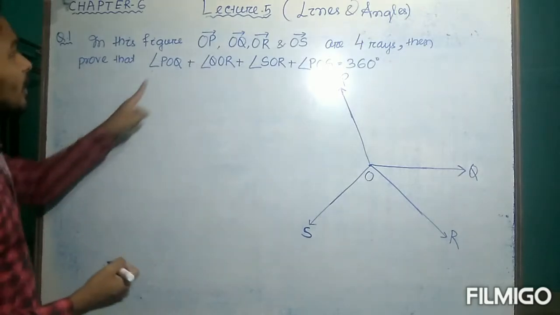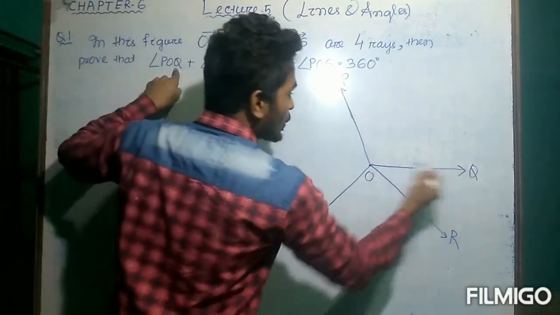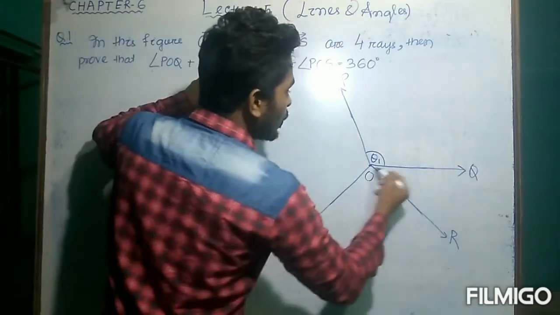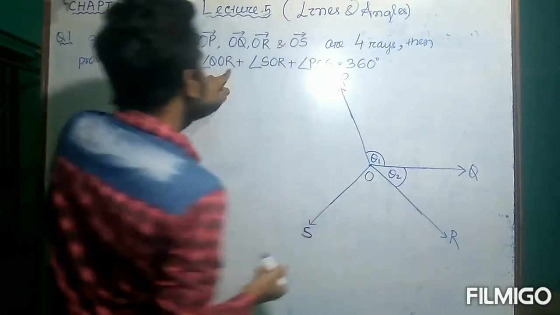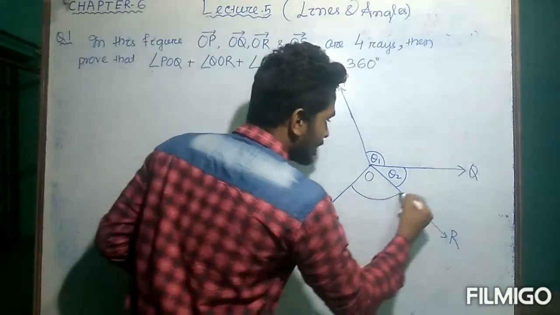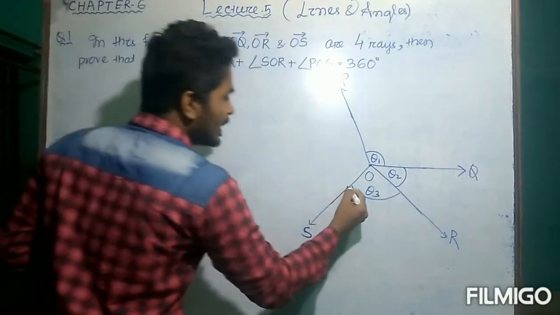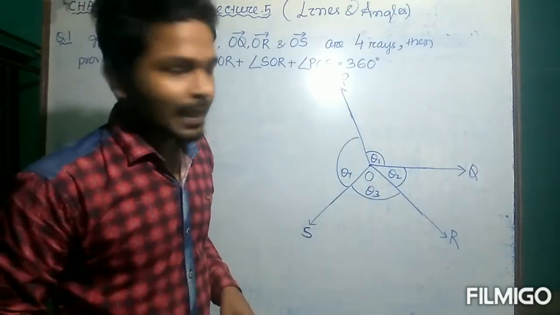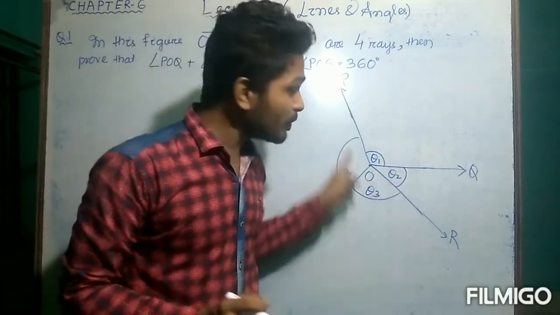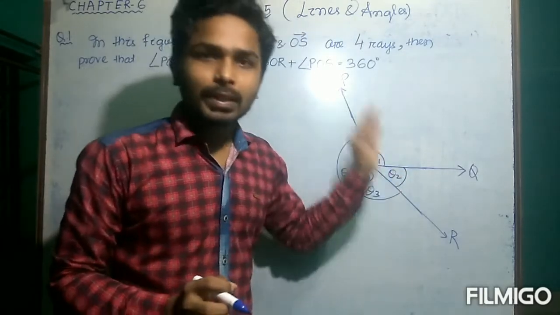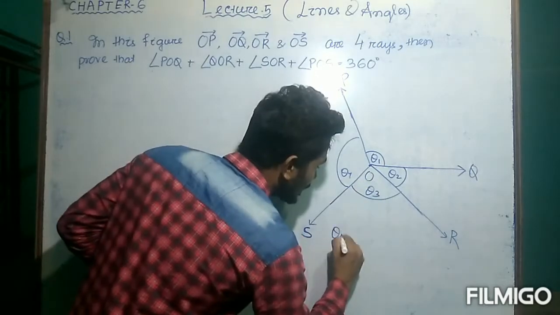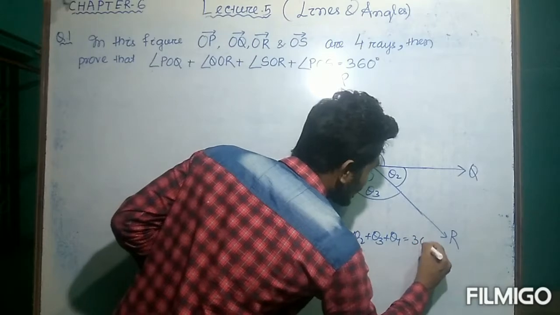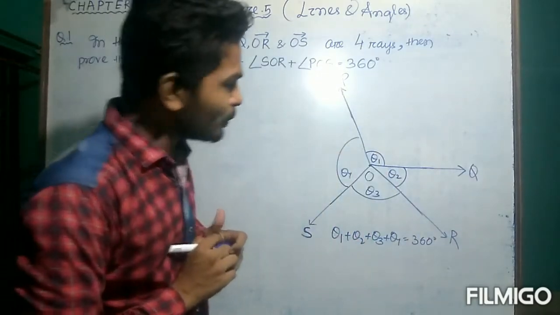Then you have to prove the angle POQ, suppose this angle is theta 1, plus angle QOR, this angle, suppose theta 2, plus SOR, this angle theta 3, plus POS, this angle theta 4, is equal to 360 degree. So you have to prove all the 4 angles formed by the 4 rays is equal to 360 degree. Or you can say you have to prove theta 1 plus theta 2 plus theta 3 plus theta 4 is equal to 360 degree. Right? You have to prove it.